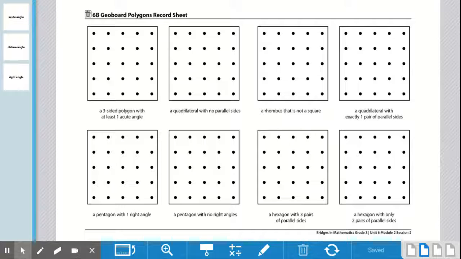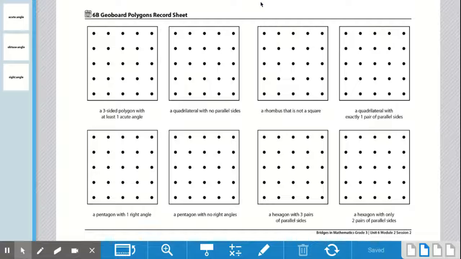I'm going to teach you how to play the workplace game 6B Geoboard Polygons. You should have just listened to the quad song. It's going to help you review about your polygons. If you haven't yet, go back to the assignment in Google Classroom and play it now. When you're done with that, you can click the link to go to the Bridges site and log in.